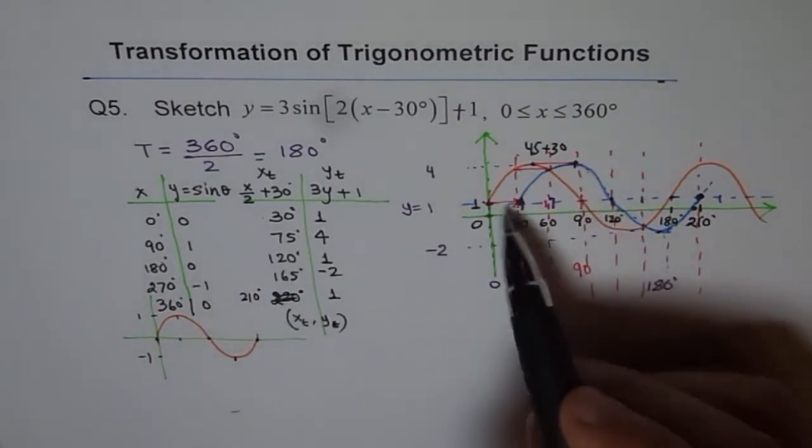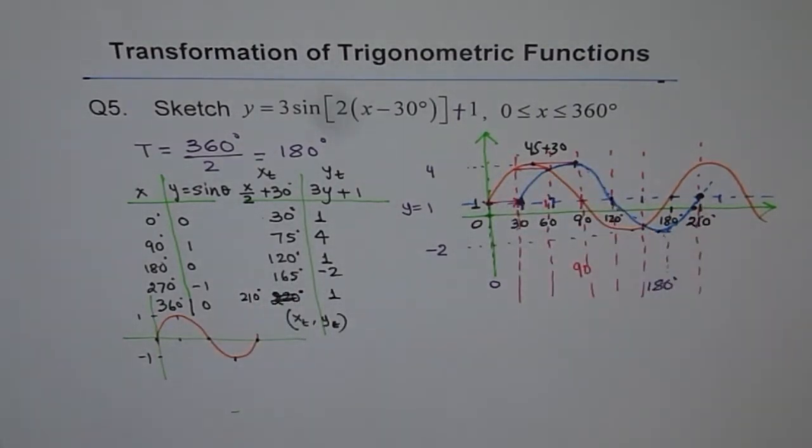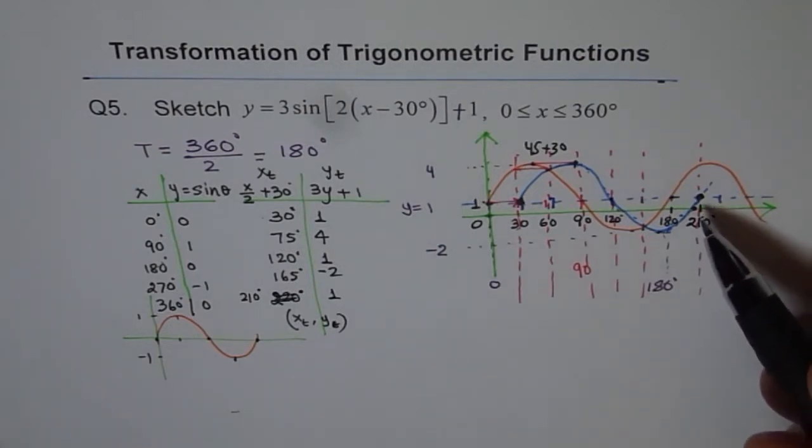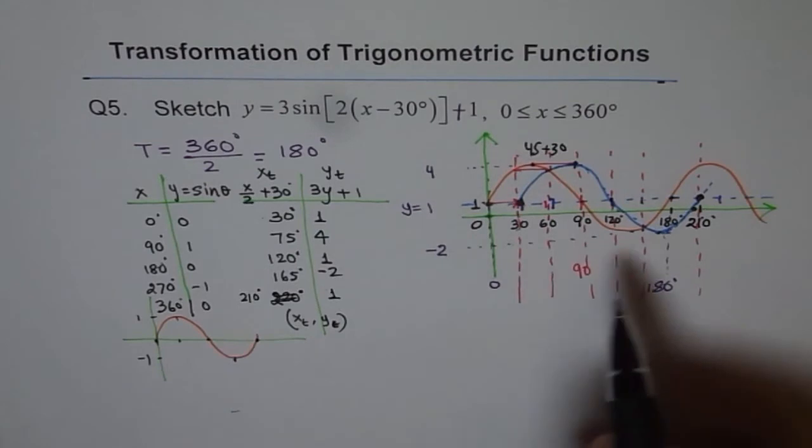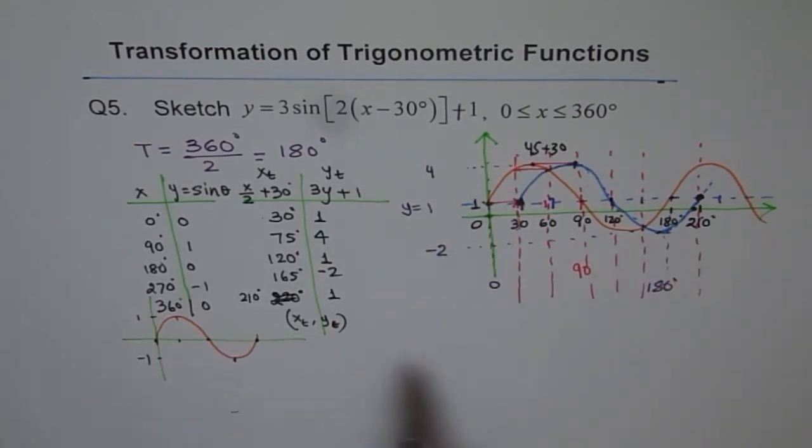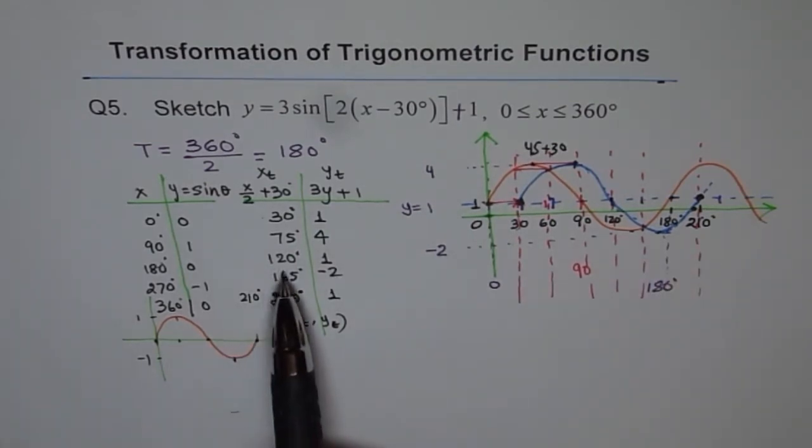Once you have these points, connect them with a smooth sinusoidal curve and you get your final function. So that's the ultimate graph. Taking these values and doing it this way is a very short and very effective method. So this should be adopted for a complicated function. We'll do one more trigonometric transformation, and then you do it yourself using both methods and see which one is good for you.